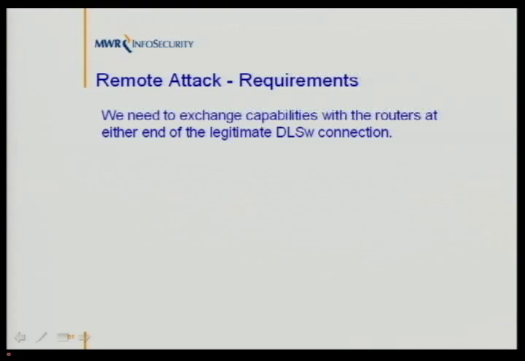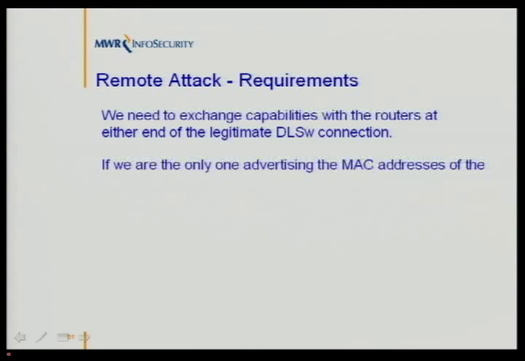So what do we actually need to do to affect this attack? Well, first of all, we need to exchange capabilities with routers at either end of this DLSW tunnel that we're attacking. If we are the only one who's advertising MAC addresses in our capabilities exchange, then we will automatically be intercepting the data. And the reason is this.